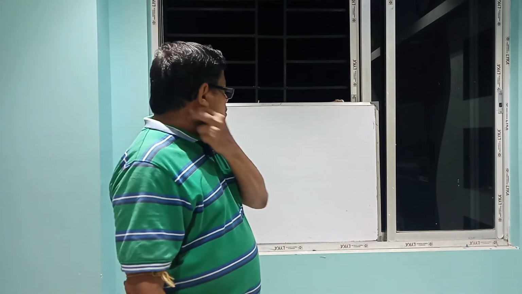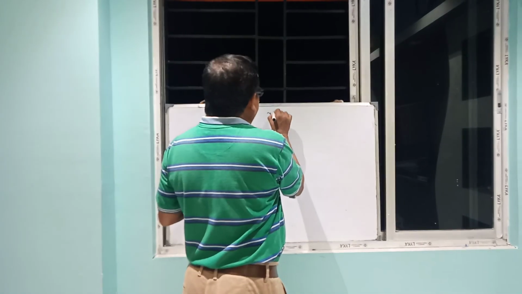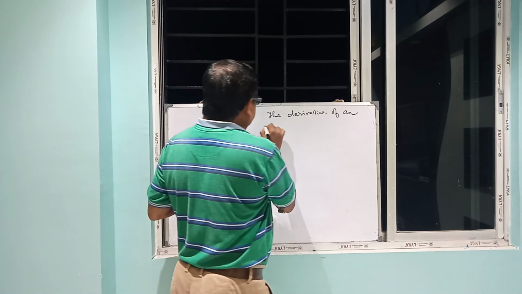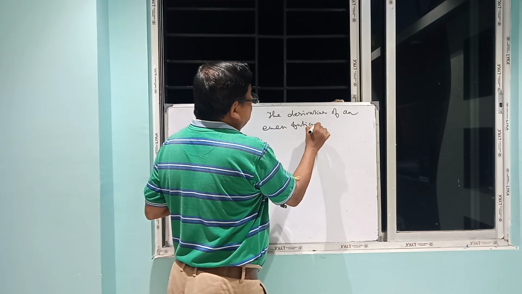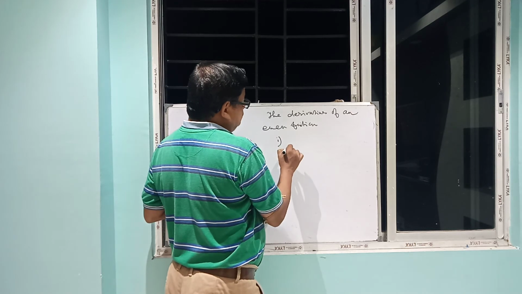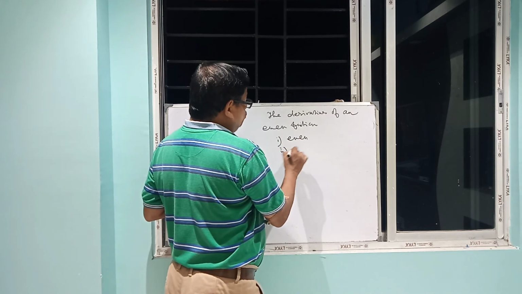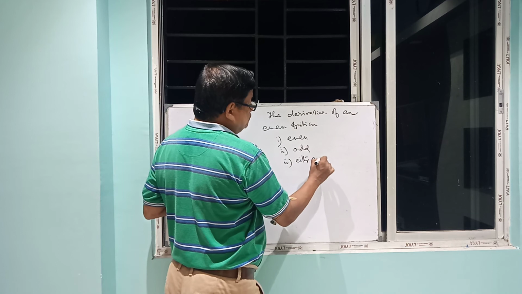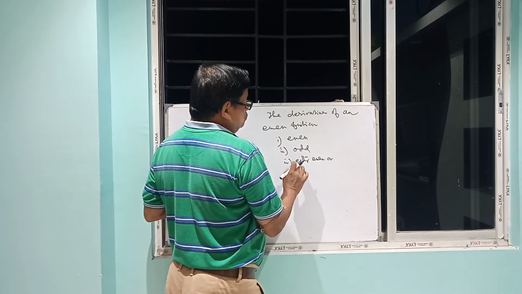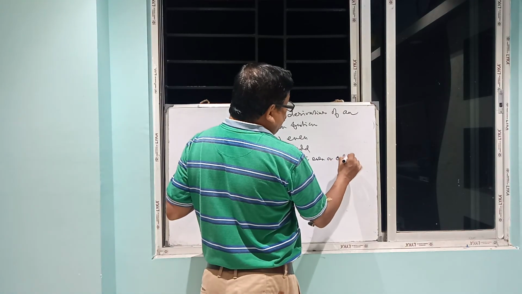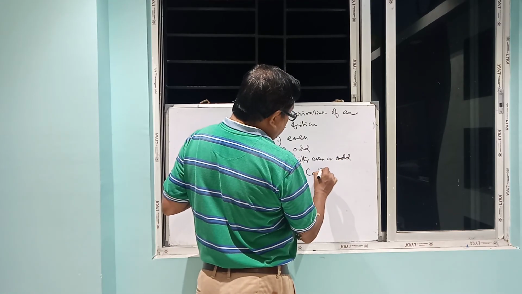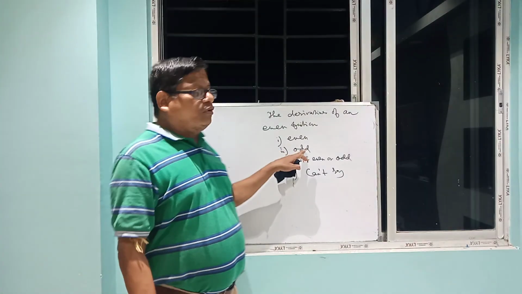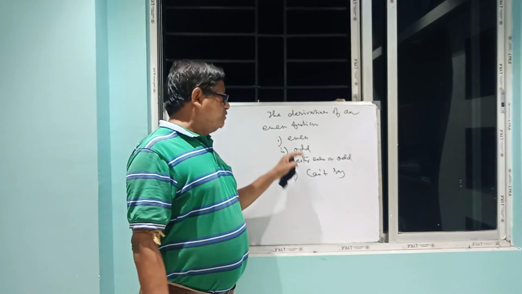The derivative of an even function, number one, is even, number two, odd, number three, either even or odd. Which answer is correct? Yes, if it is even, then the derivative will be odd, and if it is odd, then it will be even. Keep in mind. Okay?